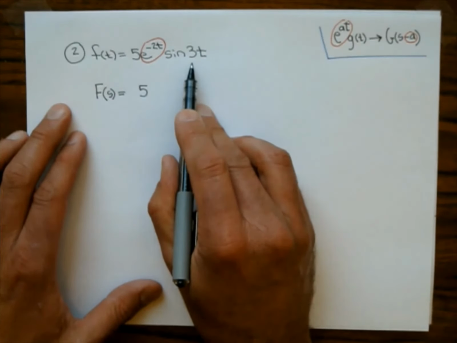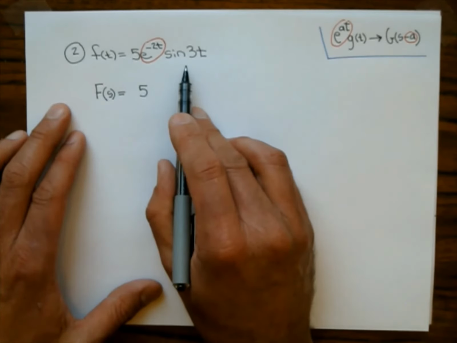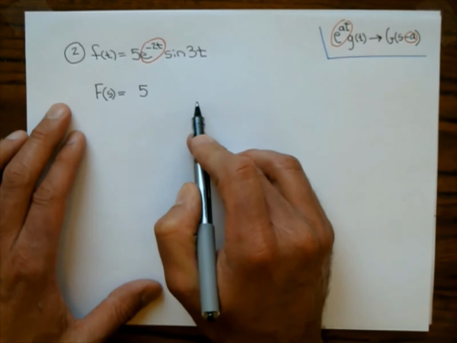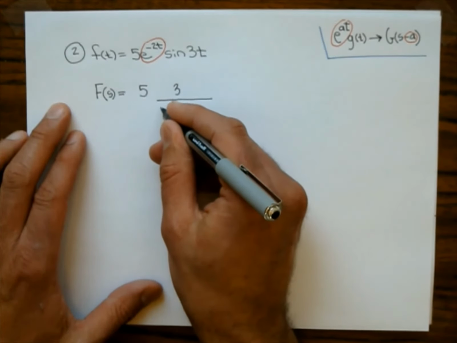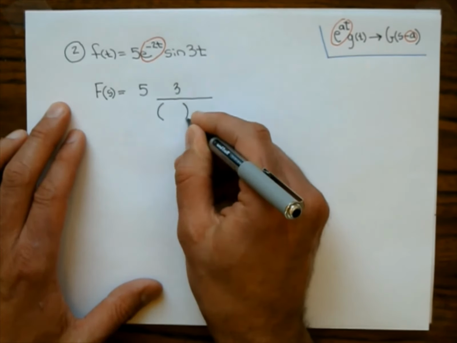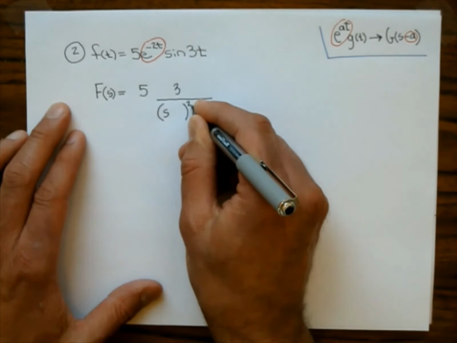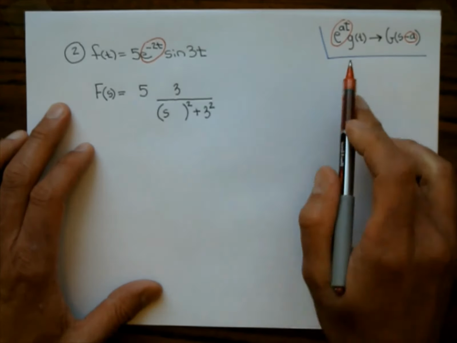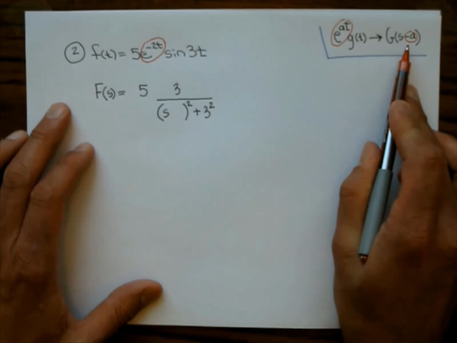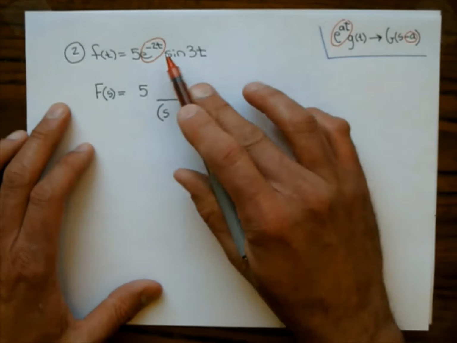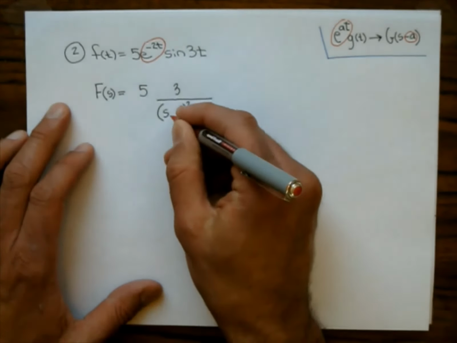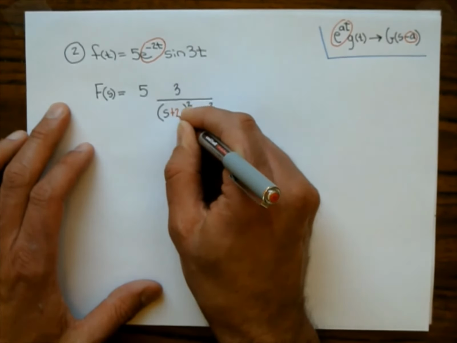The Laplace transform of sine bt, that's the one where the b is on the top. So this is going to be b over s squared plus b squared. So this is going to be 3 over s squared. Now s squared, you need parentheses there, so s squared plus 3 squared. Okay, so now I'm looking at this the whole time, and I'm going to account for the shift. So a is negative 2 here, so I'm going to go s minus a, or s minus a negative 2. So I'm actually going to put s plus 2.